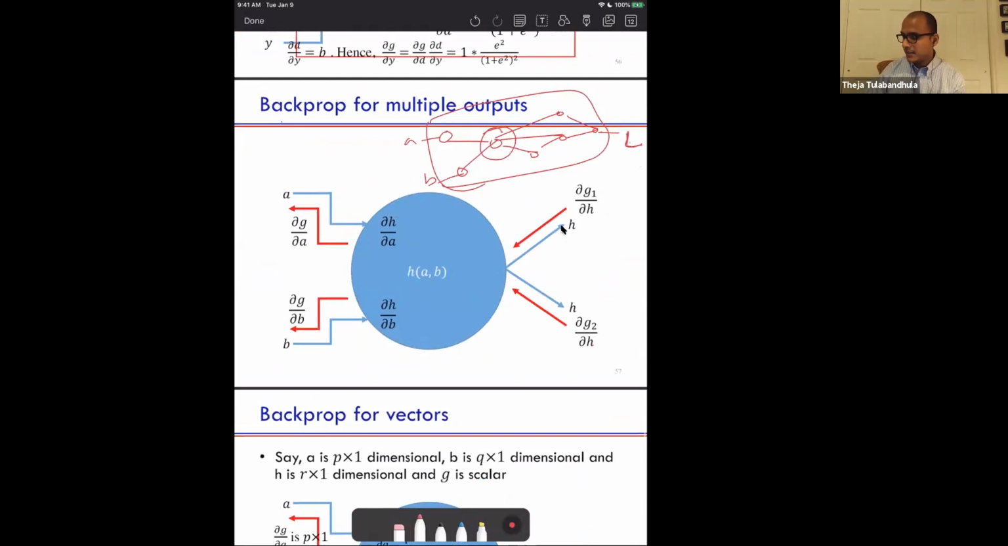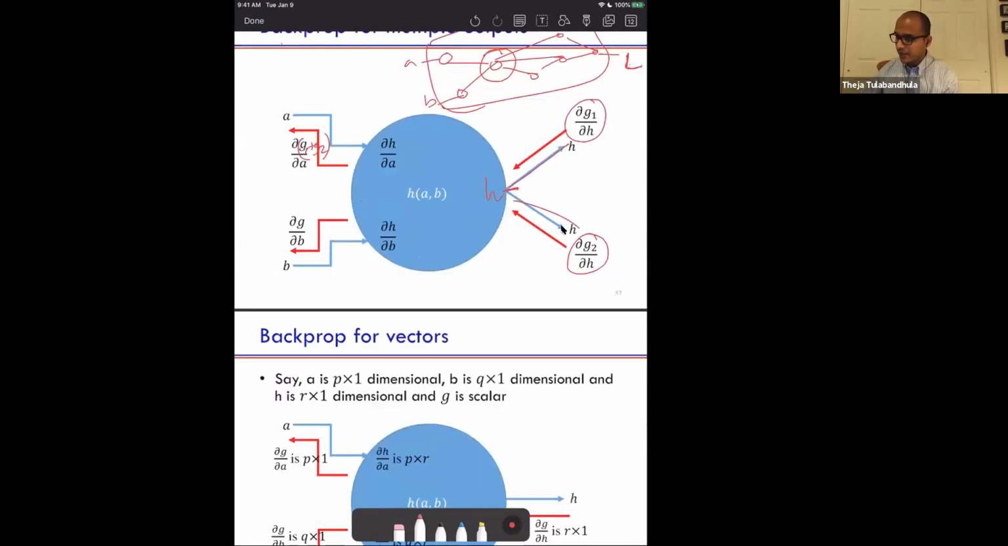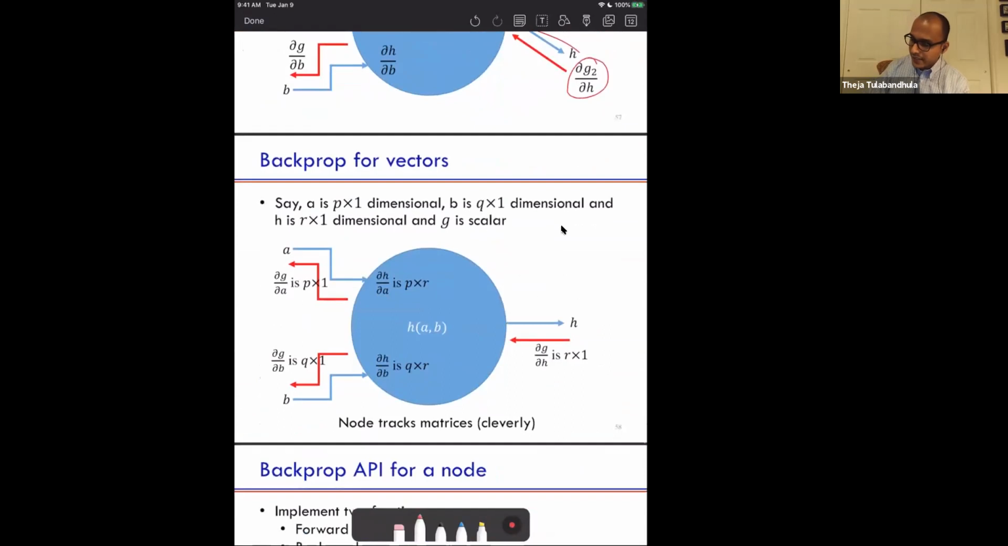And there are some tricks. If you have two incoming gradients, maybe this intermediate computation h was used at two different places, then you can find the gradient of, let's say, g1 plus g2 with respect to a by just adding those two gradients. Okay, so you can just add gradients if you want. And similarly, if a is a vector and h is a vector, let's say a is p cross one dimension, b is q cross one dimension, and h itself is r cross one dimension. So these are all vectors now.